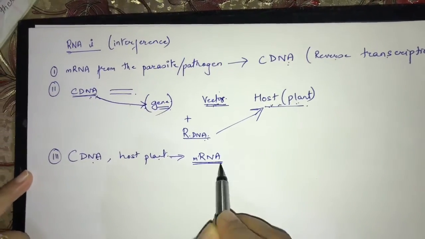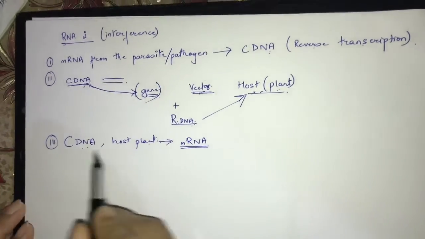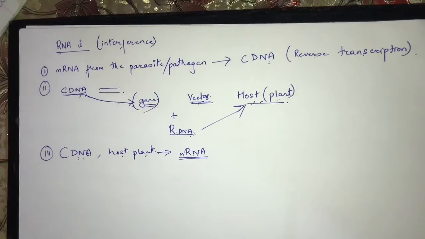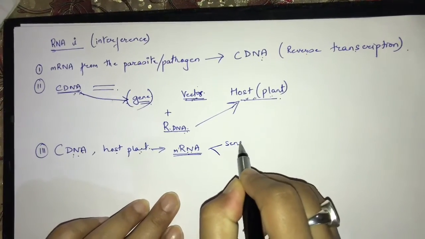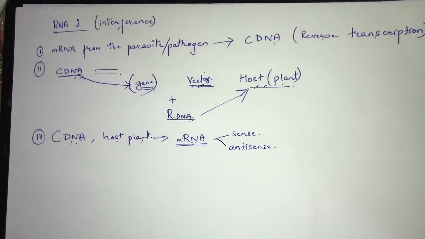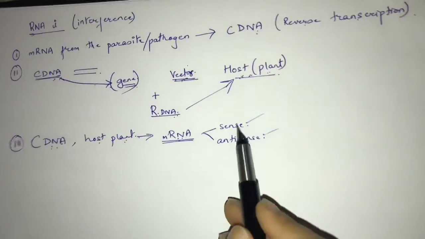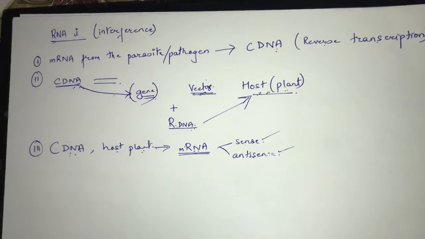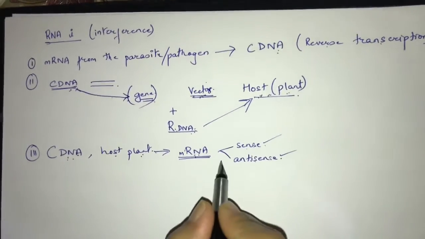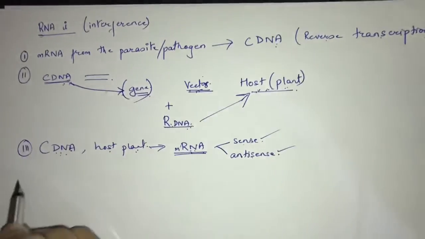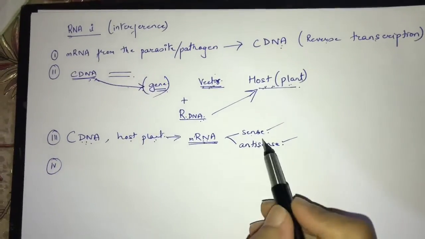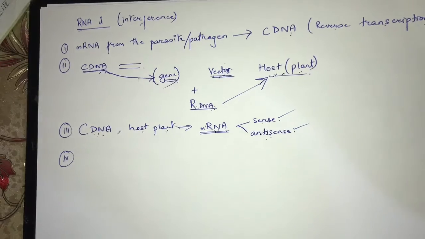Now the mRNA that will be formed from the cDNA introduced into the host plant will be double stranded. They form sense and antisense strands. They will be double stranded, number 1, number 2. These two are not single but double stranded. So the mRNA which is formed from cDNA will be double stranded, and these two strands, sense and antisense, are complementary to each other.